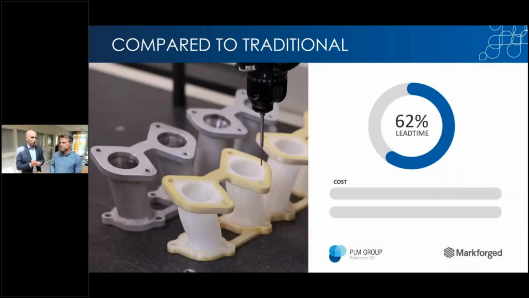So this is a part that used to be machined, drilled, welded, treated in aluminium, I believe. So lots of sub processes. Exactly. So this part is now today printed in nylon and then reinforced with Kevlar to make it strong. And comparing traditional manufacturing to 3D printing sees quite a big reduction in lead time. So lead time is down to 62%.